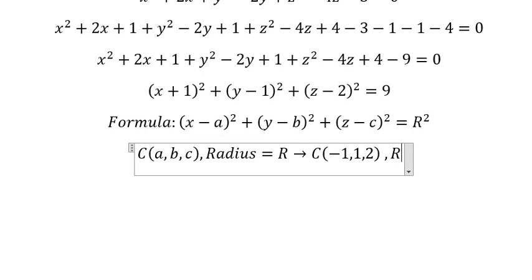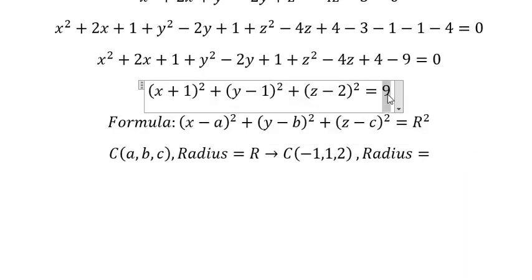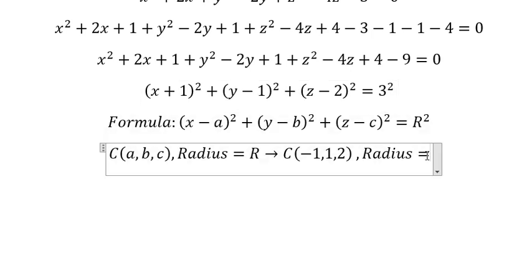And the radius in here. So number 9, that is about 3 squared. So R equals number 3.